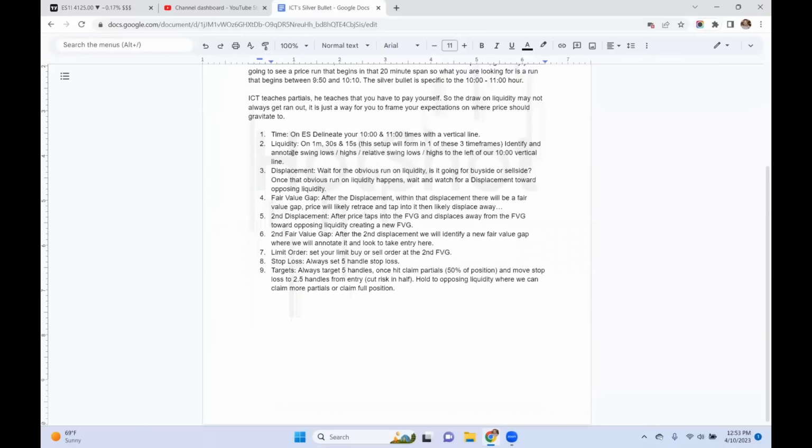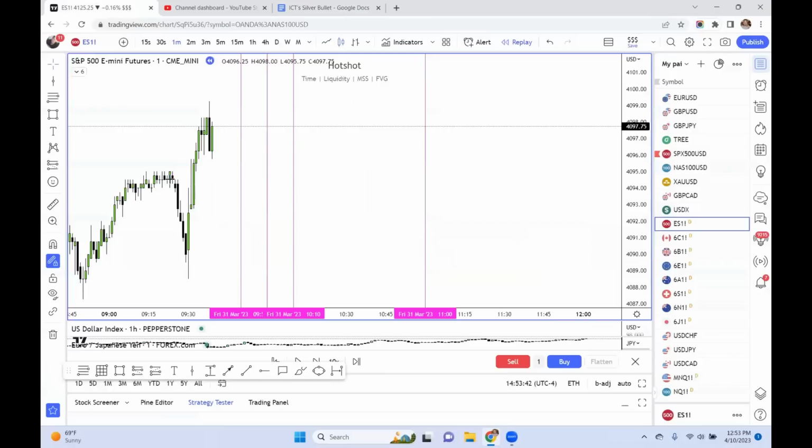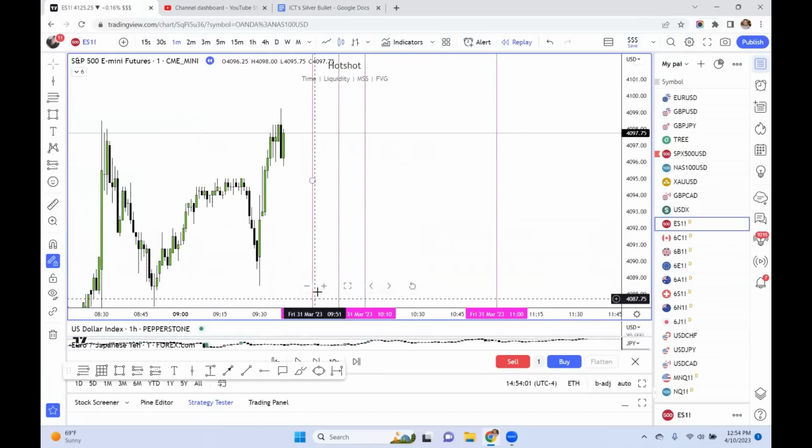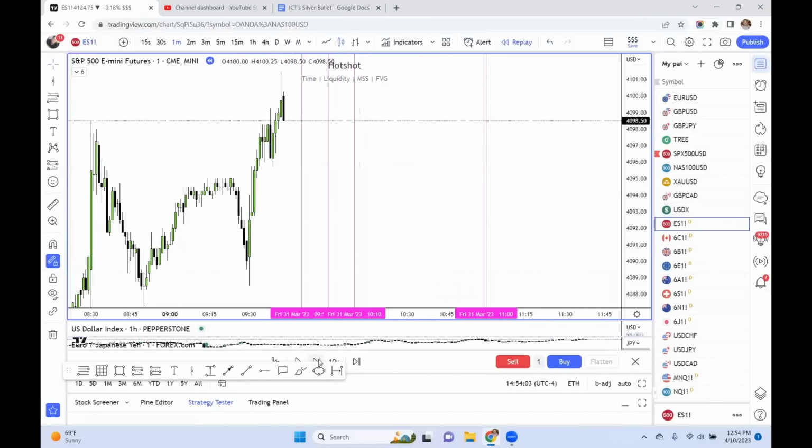So step two is liquidity. On 1 minute, 30 seconds, and 15 seconds, this setup will form in one of these three time frames. Identify and annotate swing lows, highs, relative swing lows, highs to the left of our 10 o'clock vertical line. Now I have the dashes in here because it could be either one. So again, you don't need a daily bias with this, right?